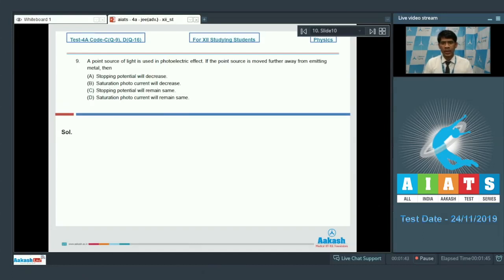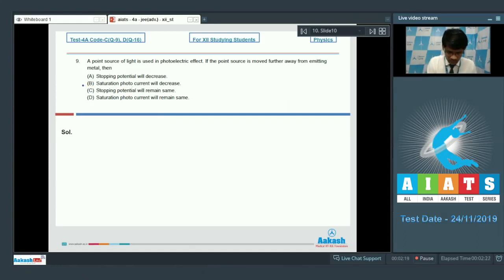Clearly, stopping potential will depend upon the maximum kinetic energy of the photoelectron ejected, and that will depend upon the maximum energy of the incident photon. So I would say there will not be any change in the stopping potential of the metal, and definitely as it is taken further away from the metal surface, the total number of photons that may strike and eject the photoelectrons will decrease. So I would say here saturation photocurrent will decrease.